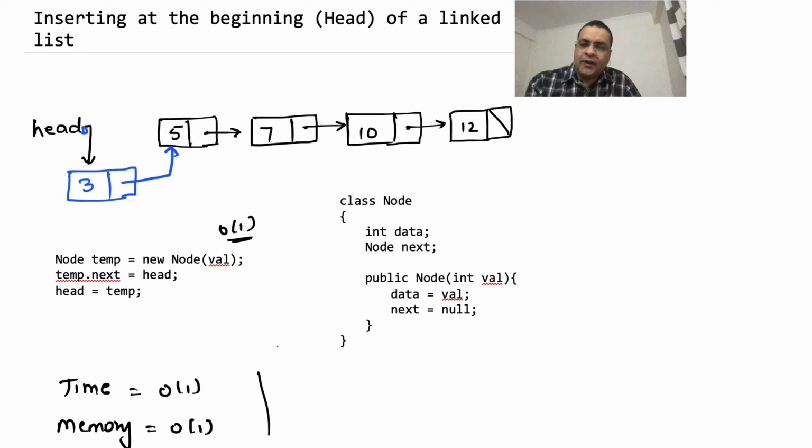Are we handling the boundary conditions? So if head is null, then our program will work fine. So it will say that temp.next is null, so it will be null here, and then head will be the first node. So it is like inserting the first node.